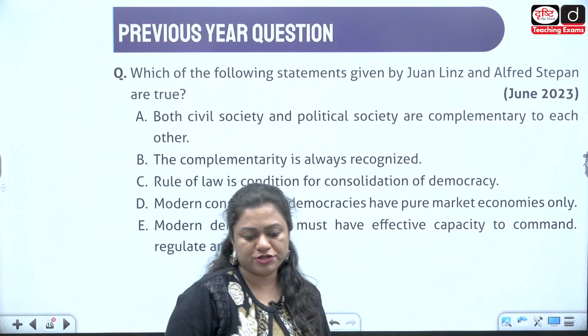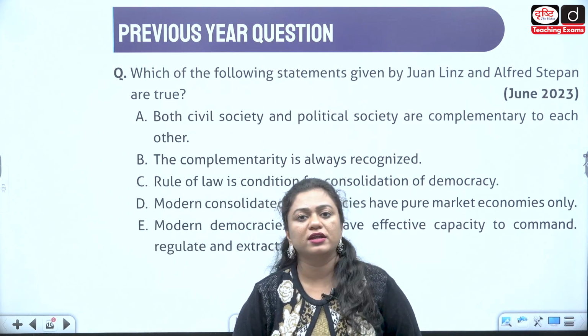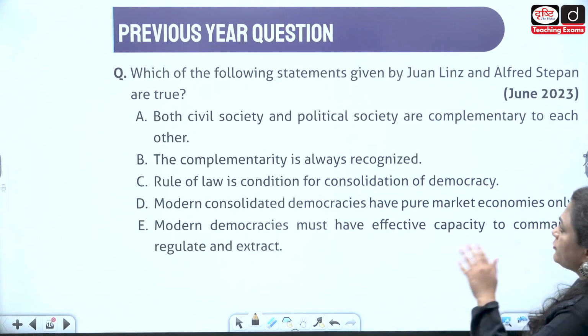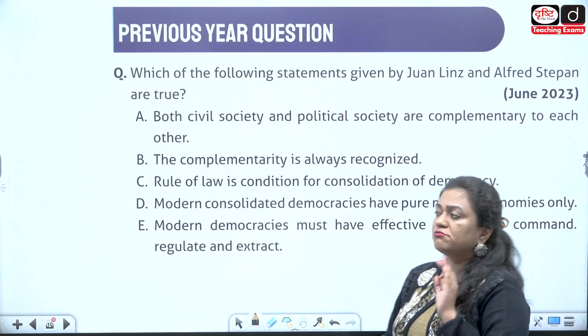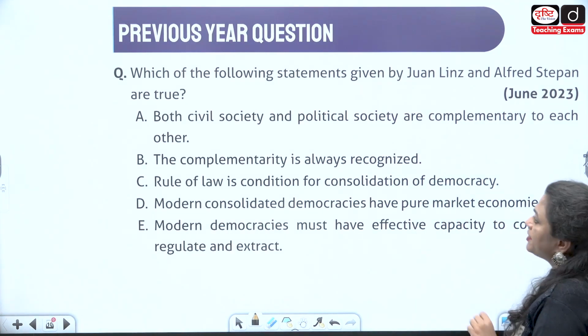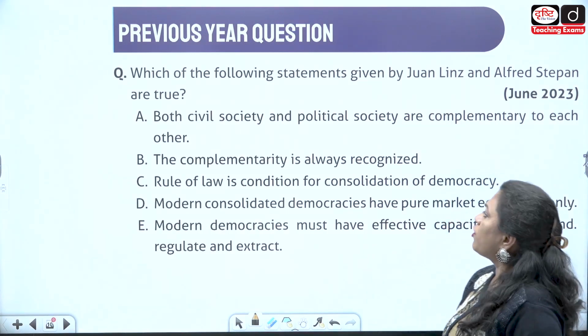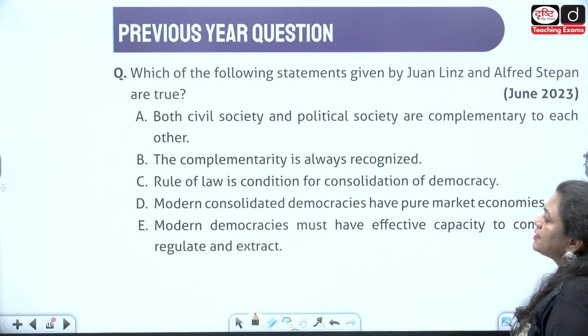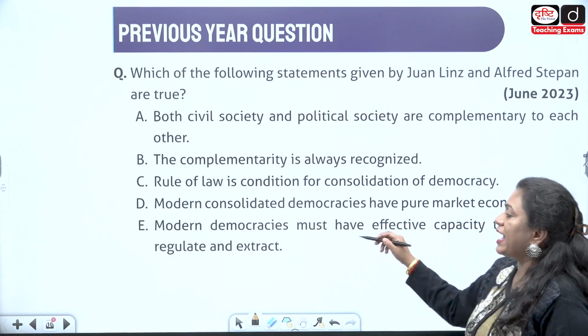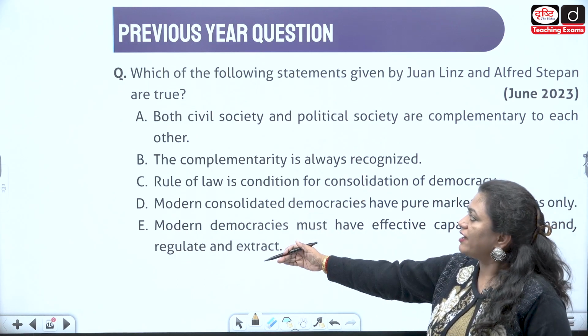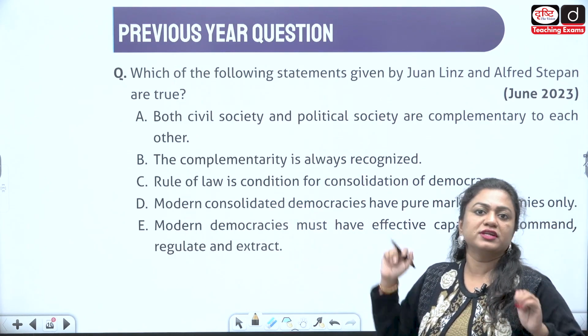Now we have another question here. This is with reference to the writings of Juan Linz and Alfred Stepan. Which of the following statements given by Juan Linz and Alfred Stepan are true? A. Both civil society and political society are complementary to each other. B. The complementarity is always recognized. C. Rule of law is a condition for consolidation of democracy. D. Modern consolidated democracies have pure market economies only. And E. Modern democracies must have effective capacity to command, regulate and extract. So we have 5 options here and you have to identify which one is the correct answer.